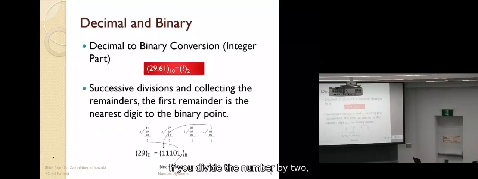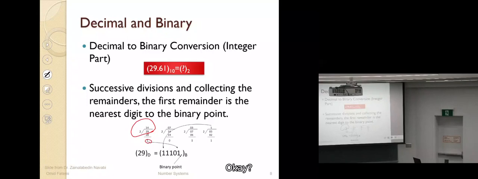You divide the number by 2, the integer part. For the fraction part, we will talk later. For the integer part, if you divide it by 2, then you keep the remainders and go up. Let's do 29. So we start with 29. 29 divided by 2 will be 14, and the remainder would be 1. 14 times 2 is 28. So please remember this 1.